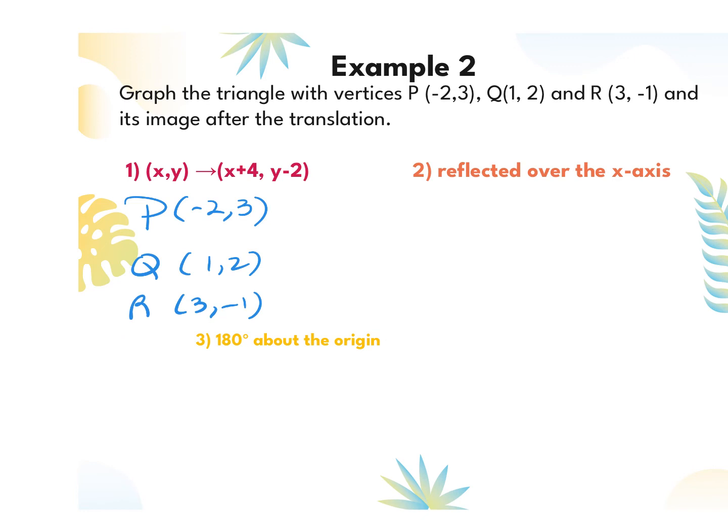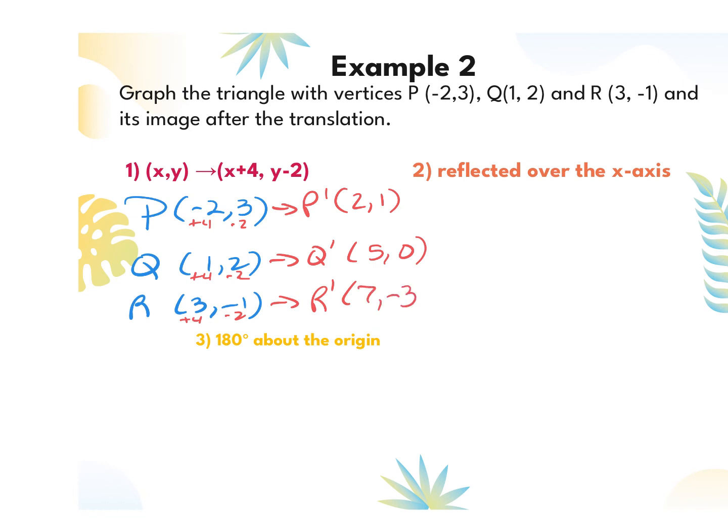So I'm going to take each one of these order pairs, all the X's, I'm adding 4 to get my new order pair. And all the Y's, I'm subtracting 2. You apply the same rule to every order pair. So my P prime, or my new order pair here, is going to be 2, 1. The new Q, 5, 0. The new R, 7, negative 3. And now on the next slide, I'm going to graph these in a minute. But let me go ahead and figure out all the new order pairs for the 3 questions.